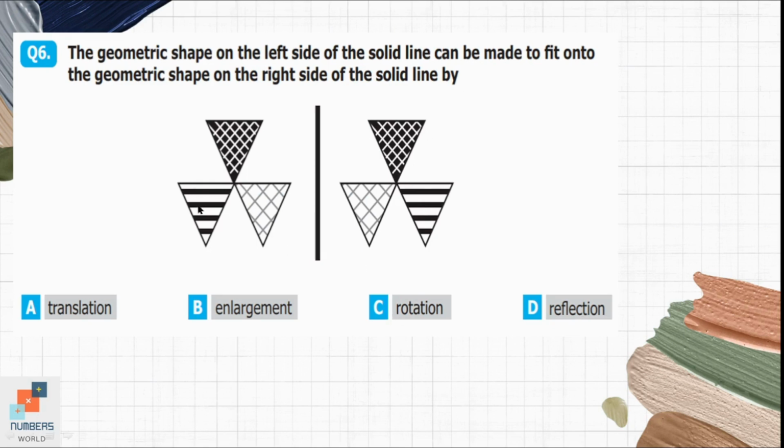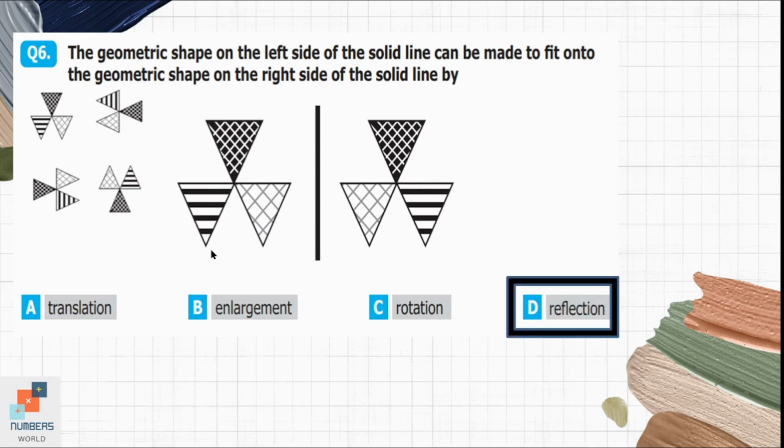Option C is rotation. If we take the shape given on the left side and rotate it clockwise, we don't get the shape on the right side at any point. So C is also incorrect. The last option, reflection, is the correct one, because if we flip the shape given on the left side horizontally, or if we take the mirrored image of this shape, we will get the shape given on the right side of the solid line. So the last option is the correct one.